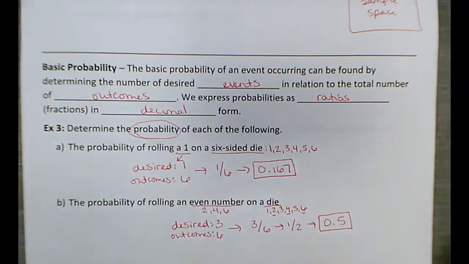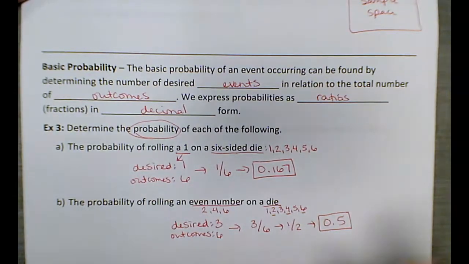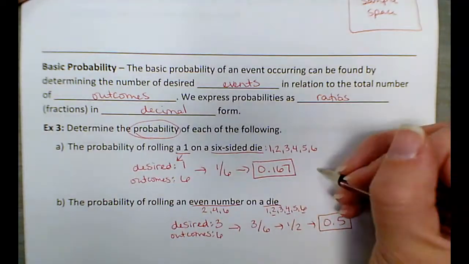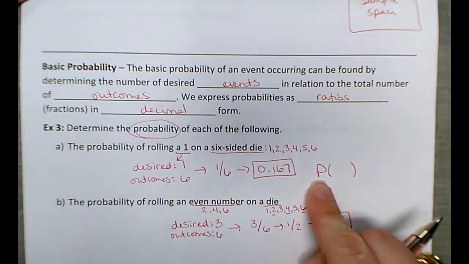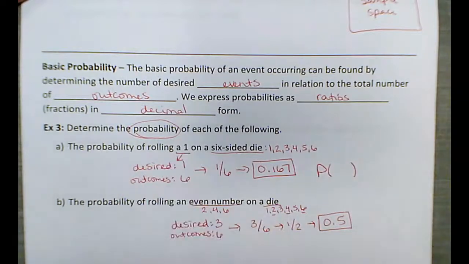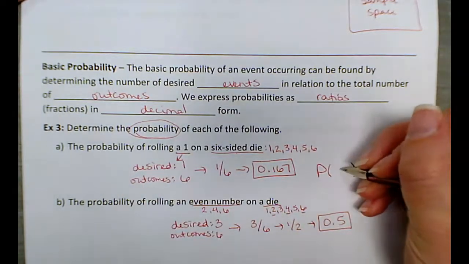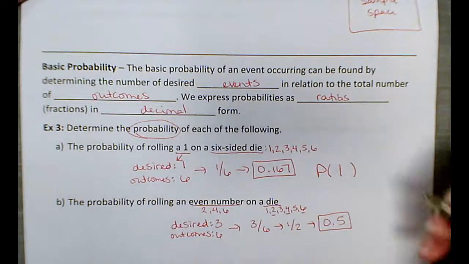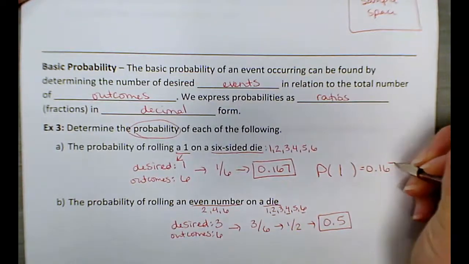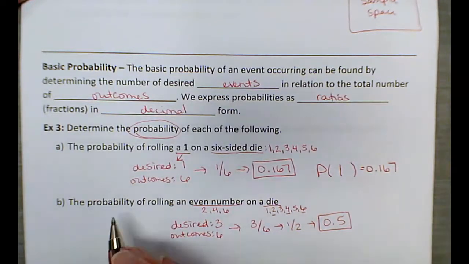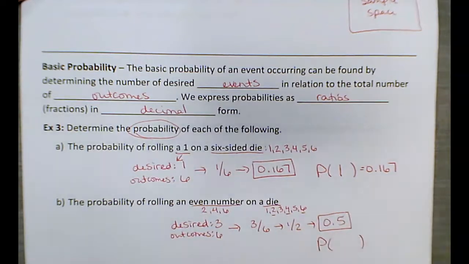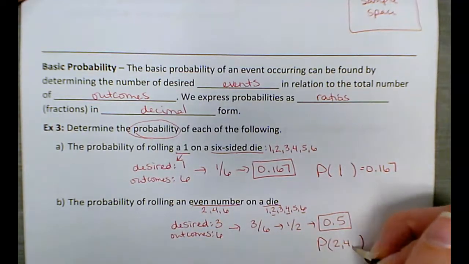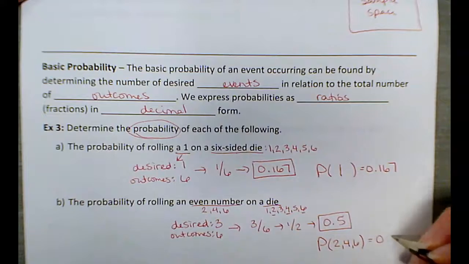So when we talk about the probability of something, we usually write it kind of like a function. So probability is P of something. This stands for probability. So here I wanted the probability of rolling a 1. So the probability of, and then the desired event goes in here, a 1, equals 0.167. Same thing here. The probability of rolling an even number, we would say the probability of a 2, a 4, or a 6. That's 0.5.